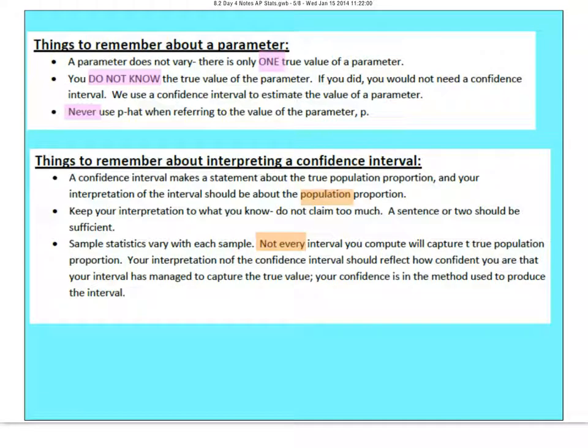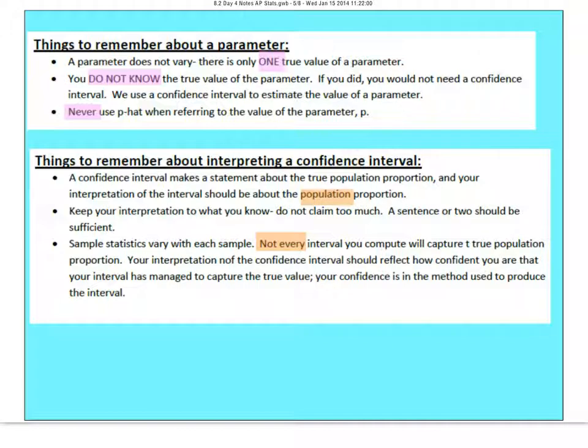Some common misconceptions and things that should be clarified are this. When we talk about the parameter, keep this in mind. The parameter is for the population, so there's only one true value of a parameter. It's never going to change. Your p hat, or your estimate of the population, could change based on all your samples.